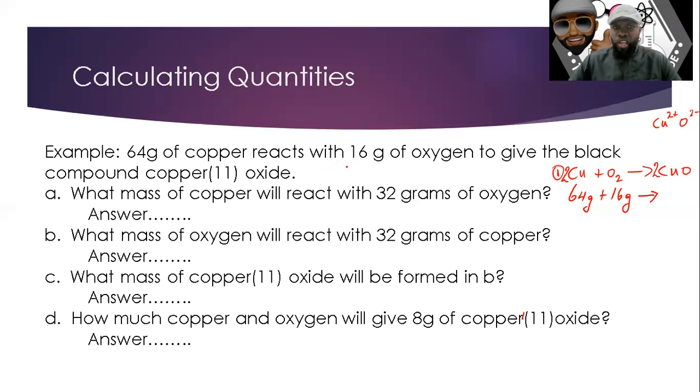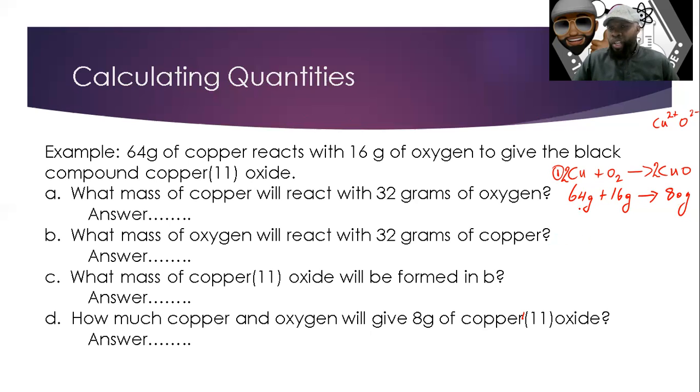Okay, so 16 plus 64 will give me 80 grams of copper oxide. Does everyone understand how we got that? Again, I add the masses of my reactants in accordance with the second law, which states that mass is always conserved during a chemical reaction. Mass is never lost. Therefore, the sum of the mass of my reactants will always equal the mass of my product.